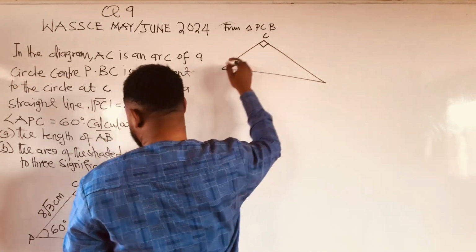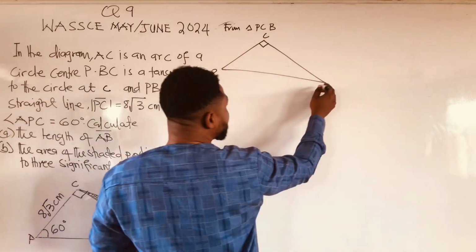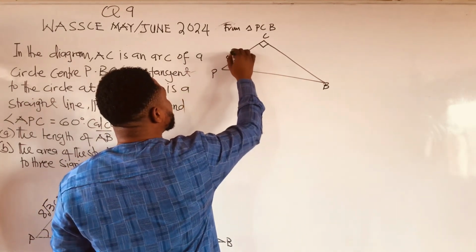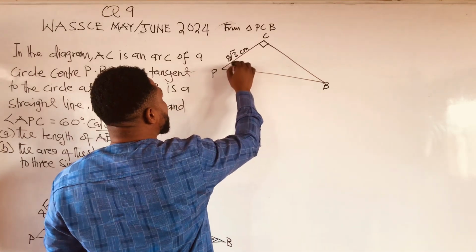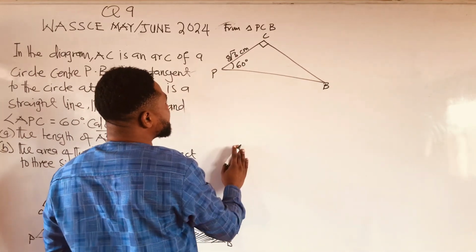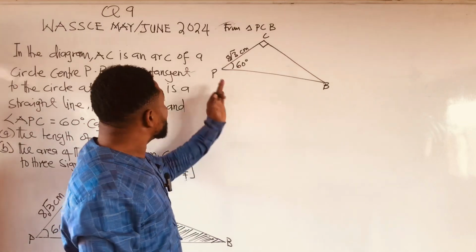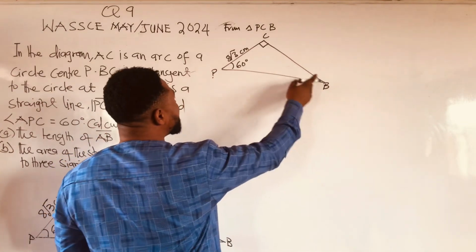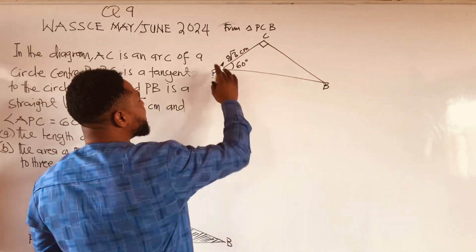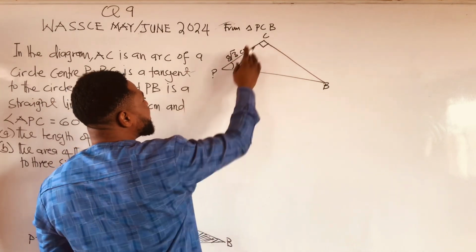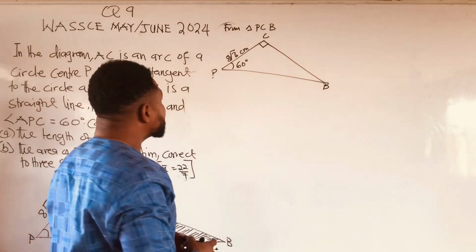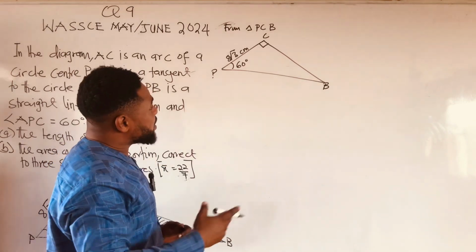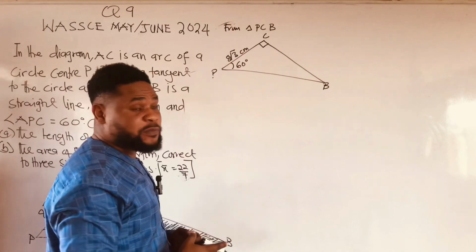So we have C here, P here, B here, all right? And this is 8√3 centimeters. Our angle here is 60 degrees. So we first of all want to find PB. And PB is the hypotenuse to this angle, and PC, which is given, is adjacent to this angle. So we are going to use our cos ratio, that is adjacent over hypotenuse.